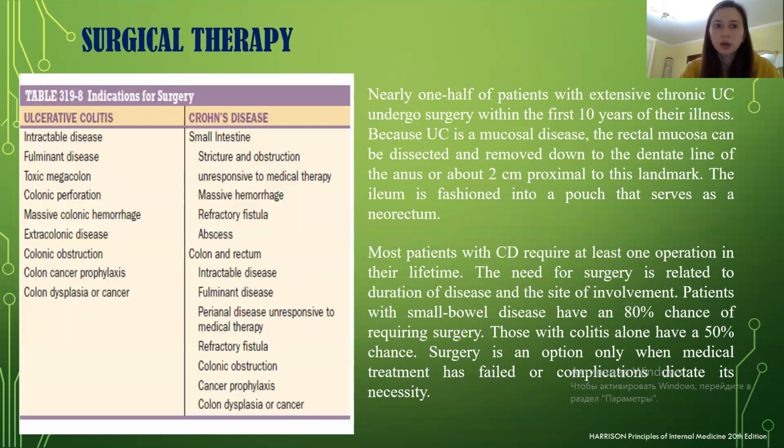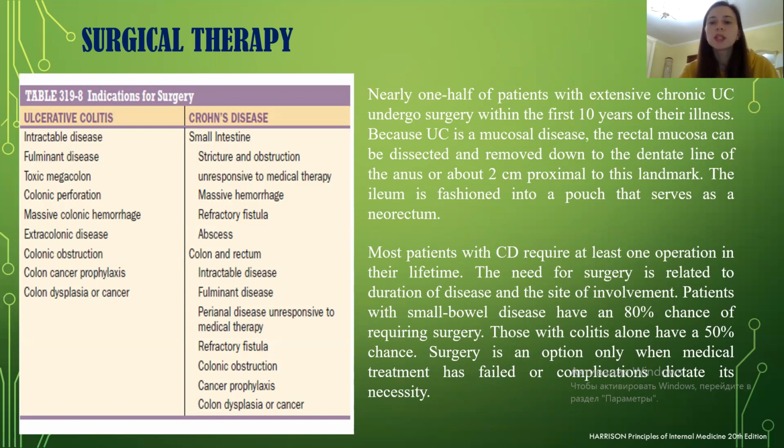And surgical treatment. Nearly half of patients with extensive chronic colitis undergo surgery within the first 10 years of their illness. Because colitis is a mucosal disease, the rectal mucosa can be dissected and removed down to the dentate line of the anus or about 2 cm proximal to this landmark. The ileum is fashioned into a pouch that serves as a neorectum.